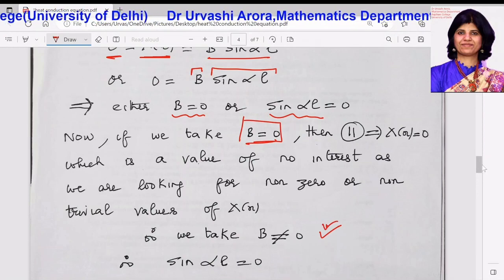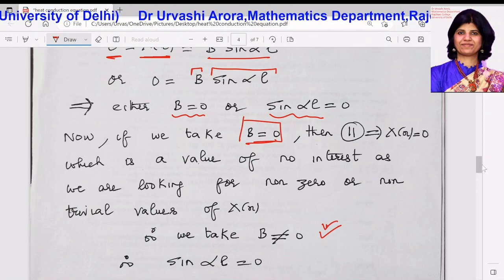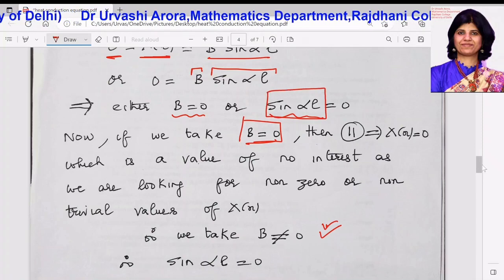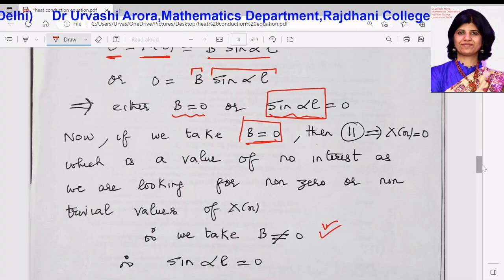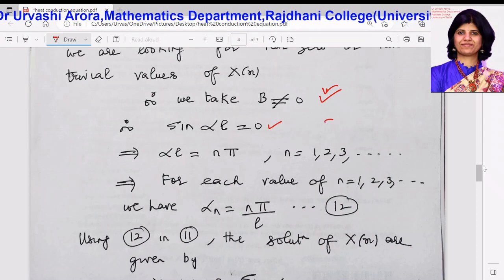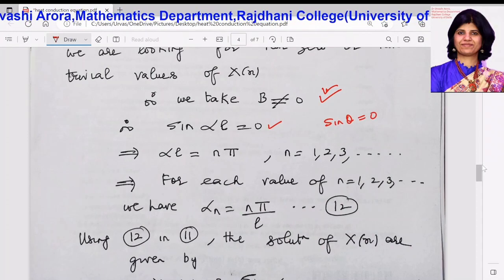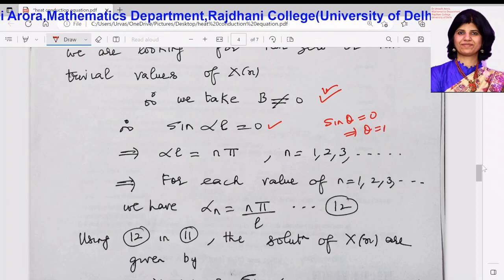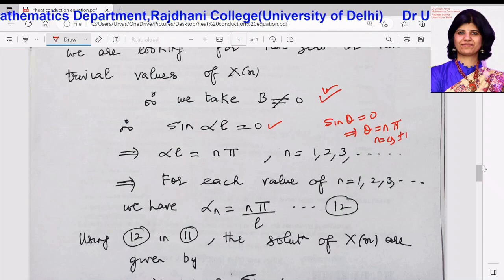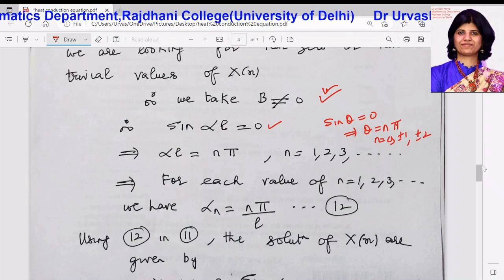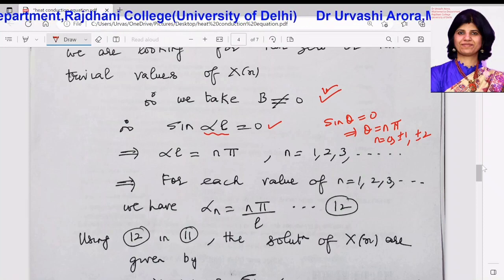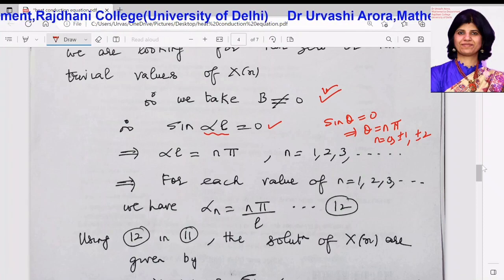So we take B not equal to 0. If B is not equal to 0, this means that the second term, sine alpha L, should be equal to 0. So sine alpha L comes out to be 0. Now whenever sine theta is equal to 0, theta is equal to n pi, where n can be 0, plus minus 1, plus minus 2, and so on. So this alpha L is playing the role of theta. So alpha L is equal to n pi, where n is equal to 1, 2, 3, and so on.